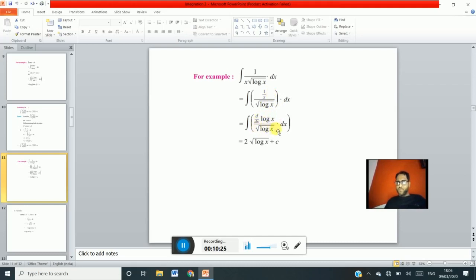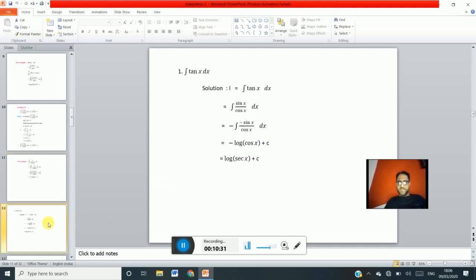Now it is f dash x upon root f of x, so the result is 2 times root log x plus c, right? So this is the answer.